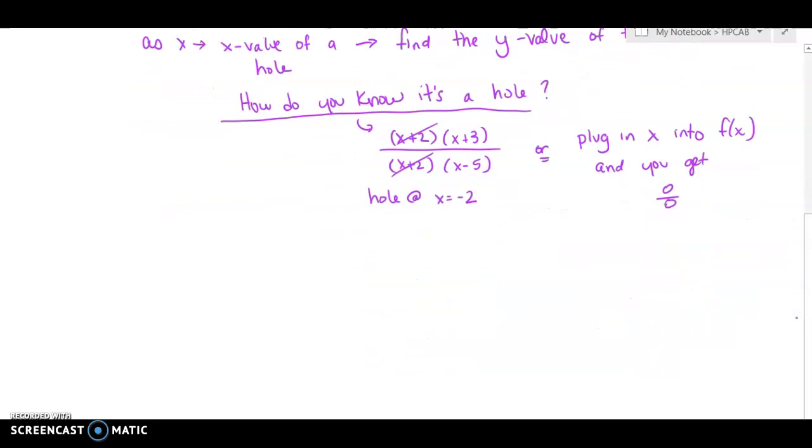All right, so let's see. Let's say you have some examples here. Let's say you have the limit as x approaches 3 of x squared plus 8x plus 15 all over x squared plus 7x plus 12.